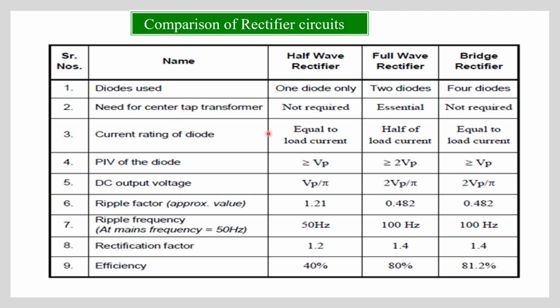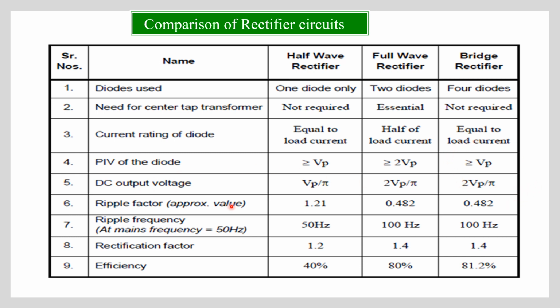Need for a center tap transformer: not required in the half wave and bridge rectifiers, but the center tap is essential in the full wave rectifier. The current rating of the diode: we have seen it equals the load current, half of the load current, and half of the load current. The PIV of the diode is greater than the peak, that is Vm, then greater than 2Vm, and greater than Vm. So it should be greater than the secondary voltage.